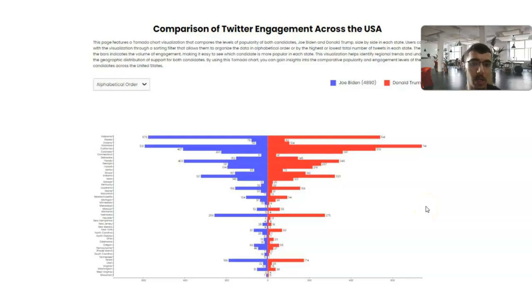And the way that users can interact with this data is through this sorting filter over here, where they can either sort the states alphabetically, or sort them by highest or lowest number of tweets.